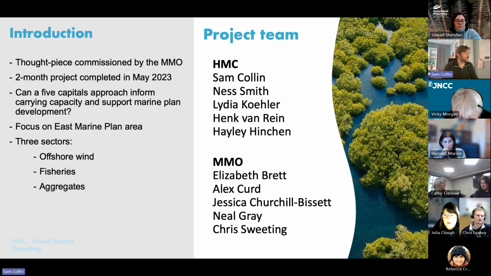And the idea was to look at whether a 5 capitals approach could inform carrying capacity and support marine plan development. And the focus was the East Marine Plan area in England, and we were asked to focus on 3 specific sectors, so offshore wind, fisheries and aggregates. And just on the right to highlight that this is a team effort within HMC and also with the MMO. So a lot of people involved in this project.